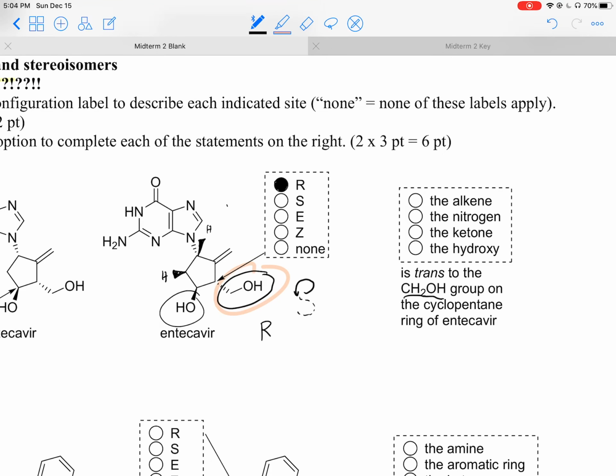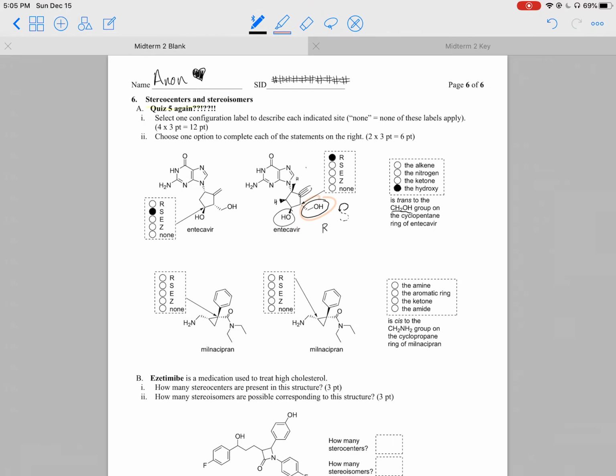Let's look at the options. The alkene is definitely not going to be trans, that's in plane, and the CH2OH group is behind the plane, so that's not trans. The nitrogen is also not, it's cis. That's probably talking about this nitrogen right there. The ketone is all the way over here, and that's not something we're even looking at because we're looking at the cyclopentane. And the hydroxy, that's the OH group, so that's going to be our answer for what is trans. Okay, that's the end of that question.